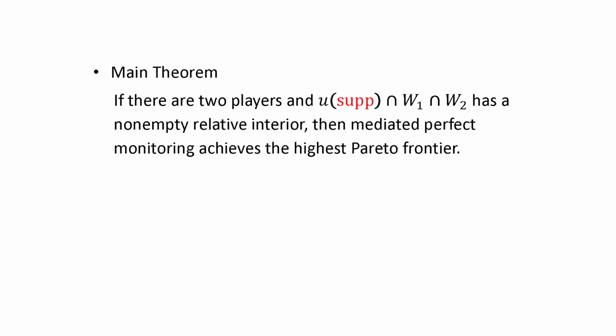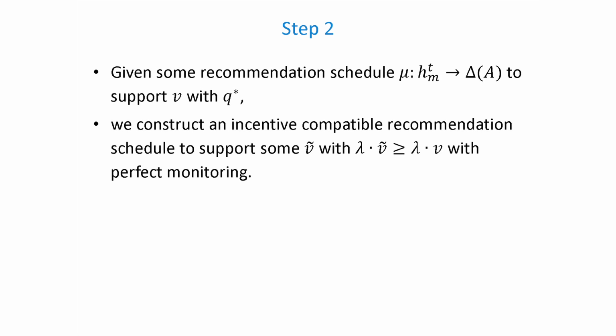All right, then step 2. I'm not entirely sure how much detail we can go through, but at least we can catch up with Roger's intuition to some extent. So step 2 is to consider other directions. Given some recommendation schedule, which is a mapping from the mediator's history to the distribution of the recommendations, to support some payoff V with this omniscient mediator, we construct an incentive compatible recommendation schedule to support some V tilde, which gives us a higher score with perfect monitoring. Okay, so this is what we will do.